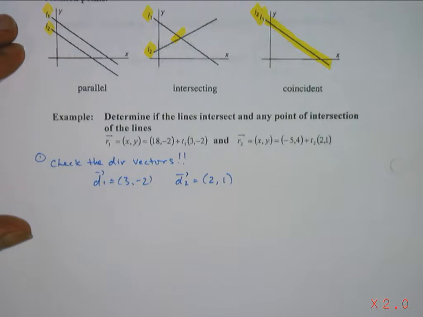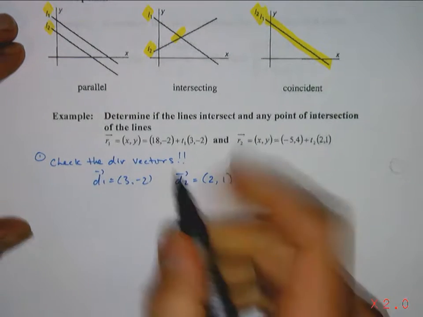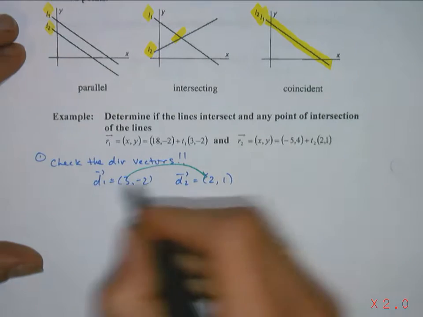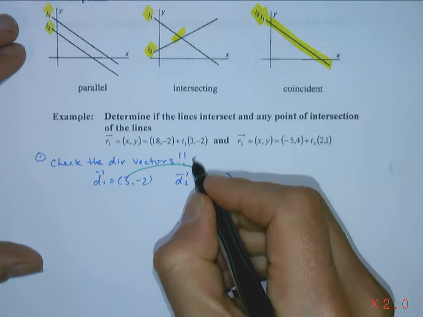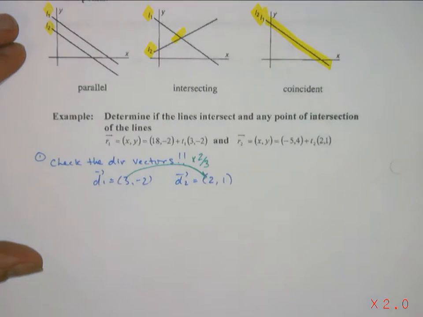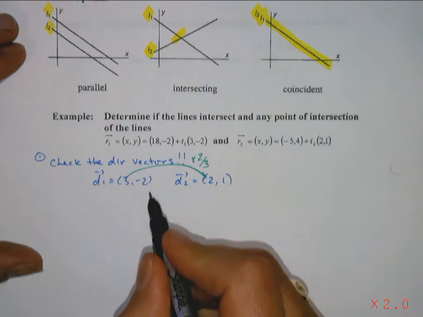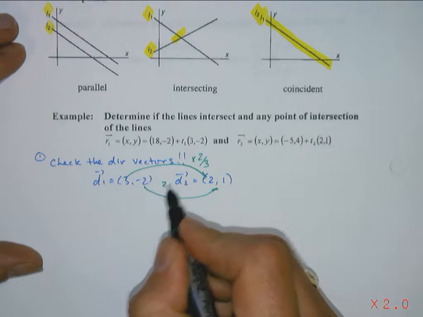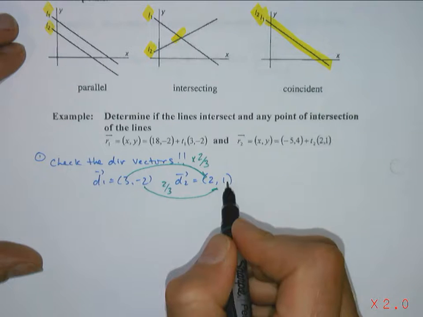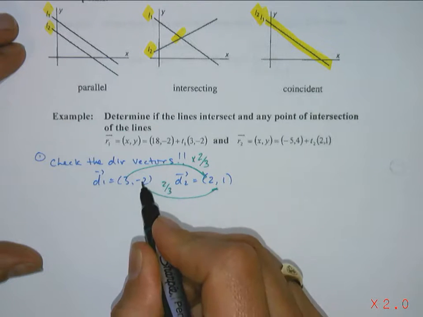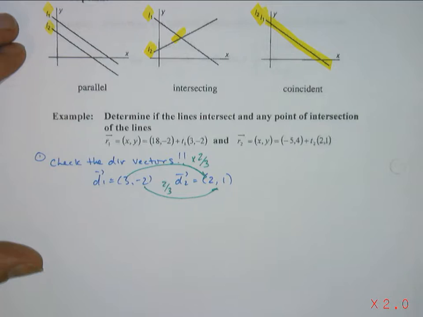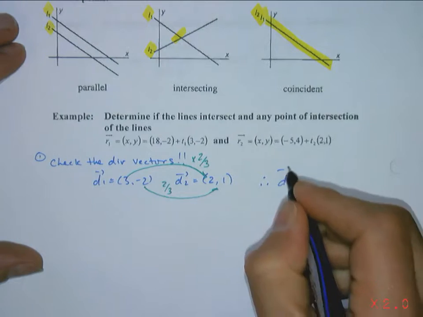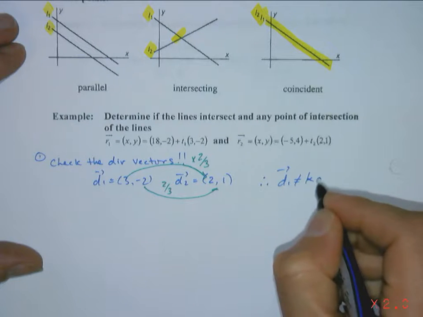So what I like to do is try to figure out what it is I would have to multiply 3 by to get 2. Well, to multiply 3 to get 2, I'd have to multiply it by 2 over 3. Spend a moment and think about that and you'll get it. So the question is, if I multiply negative 2 by 2 over 3, do I end up with 1? And in fact I do not. I end up with negative 4 over 3. So what this tells me is that therefore D1 is not a scalar multiple of D2.